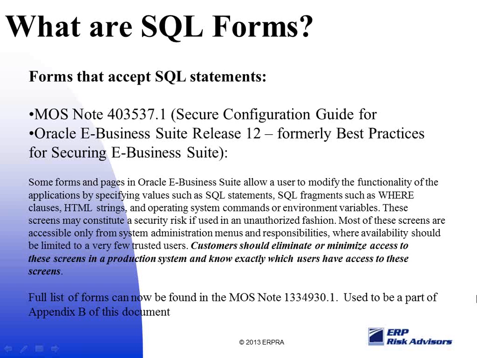So the 11i version of this was 189.367.1. The R12 version is 403.537.1. It used to be called Best Practices for Securing Your eBusiness Suite, and now it's called Secure Configuration Guide for Oracle eBusiness Suite Release 12.